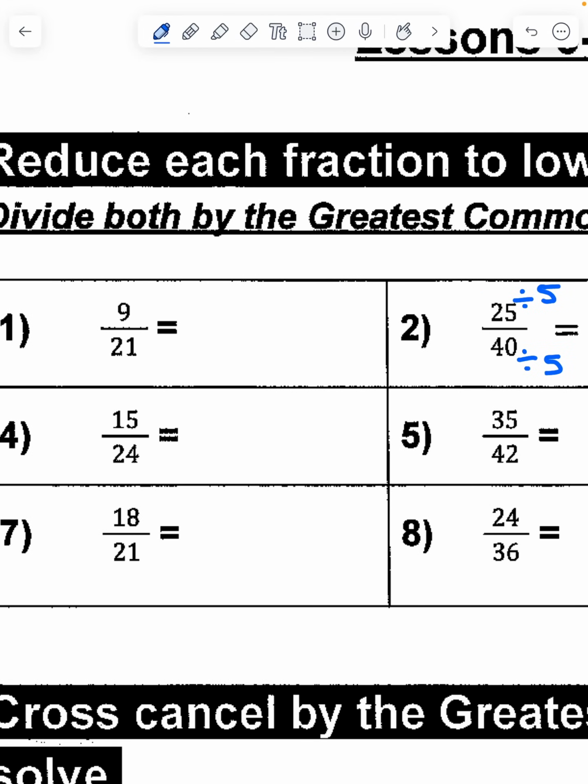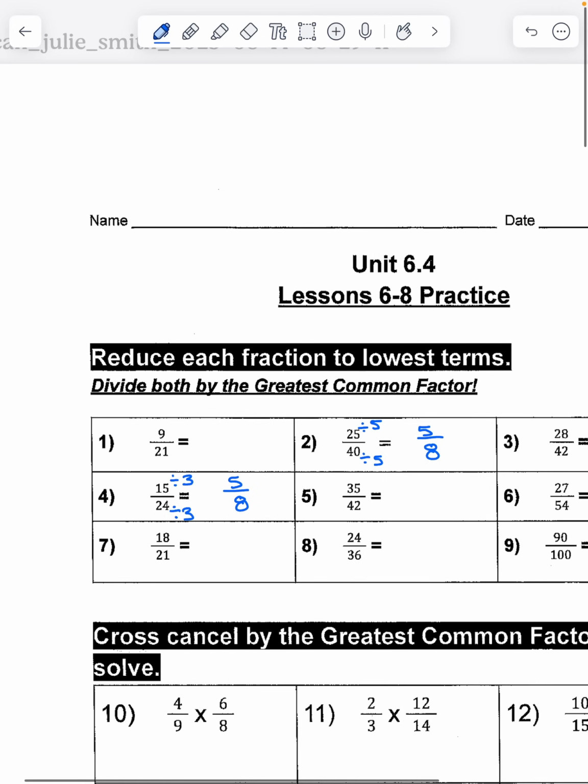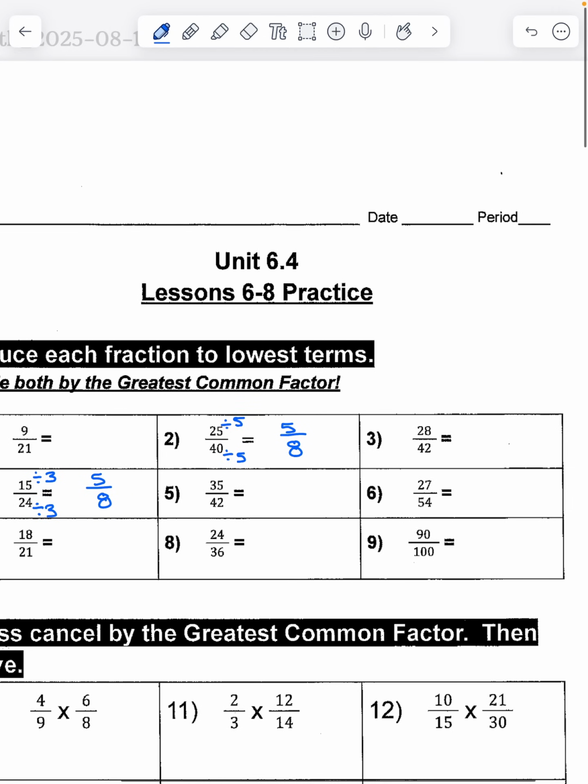Number 4, asking myself, what goes into both 15 and 24 evenly? Okay, you should be thinking that 3 goes into both numbers evenly. 15 divided by 3 is 5. 24 divided by 3 is 8. Let's look at number 6.